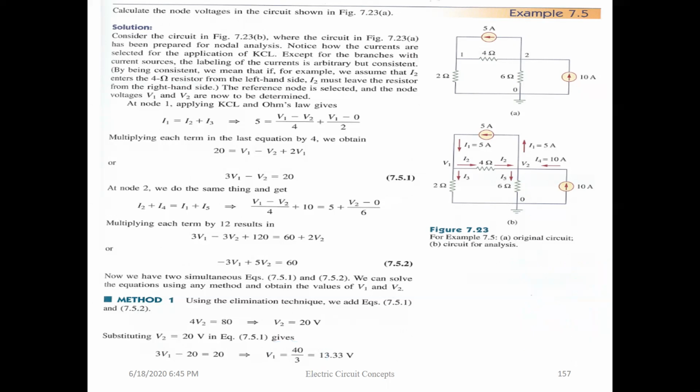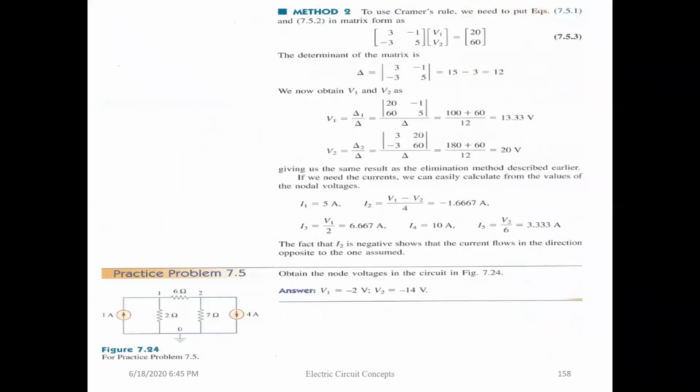Okay, so again, the only thing you need to pay attention to is how to write down the KCL or the node equations. Again, you could also use Cramer's rule as before, or you could use the substitution method. Let me give you a hint on the practice problem here.